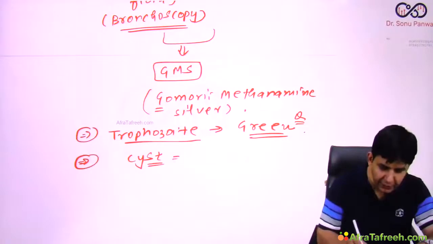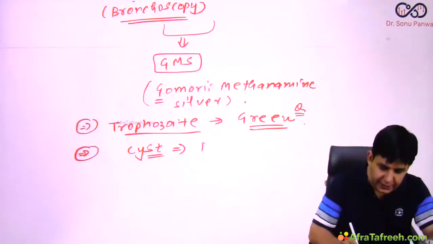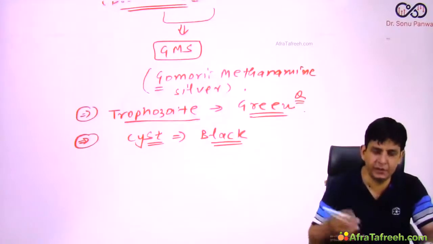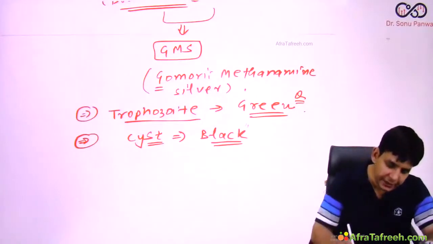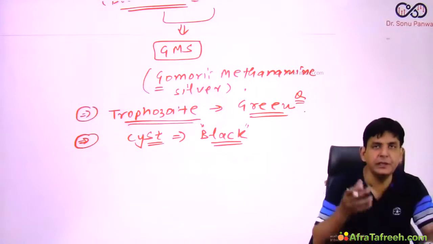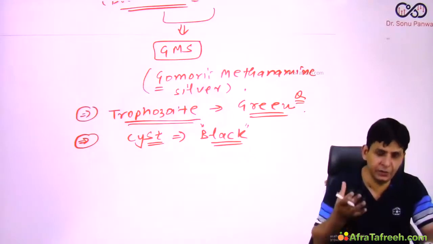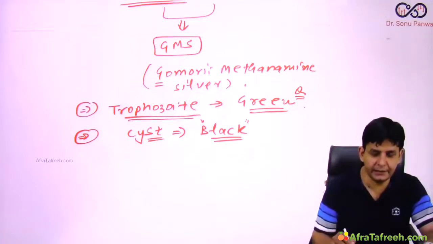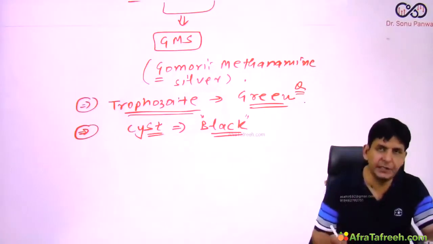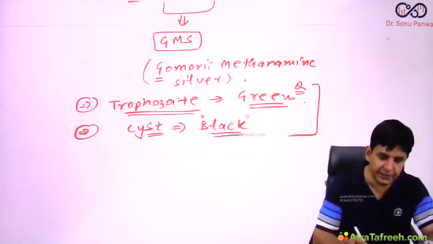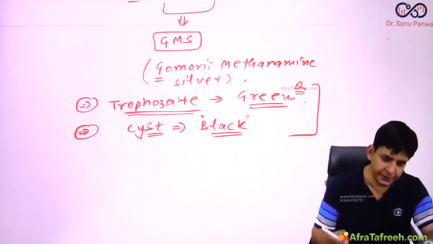Whereas the cyst form turns out to be black. And why is this? Because of the glycogen content of it. So cysts take the color black, trophozoites take the color green. And I suppose you know what a trophozoite is. The active feeding stage of any protozoa is termed a trophozoite. So trophozoite stains green and the cyst stains black on the GMS staining of these two specimens. This question can also come, which naturally stains which color? Green. So that also you need to remember.